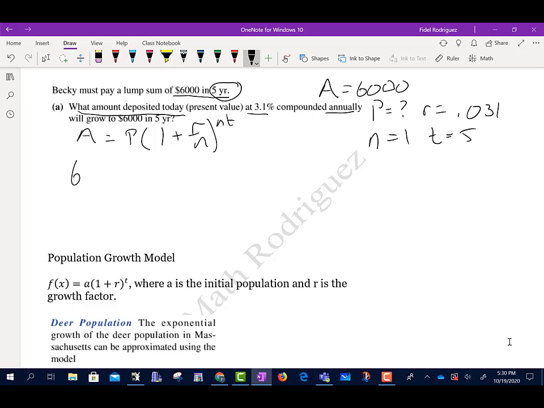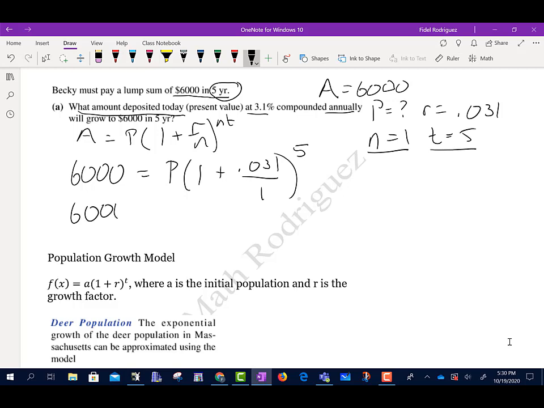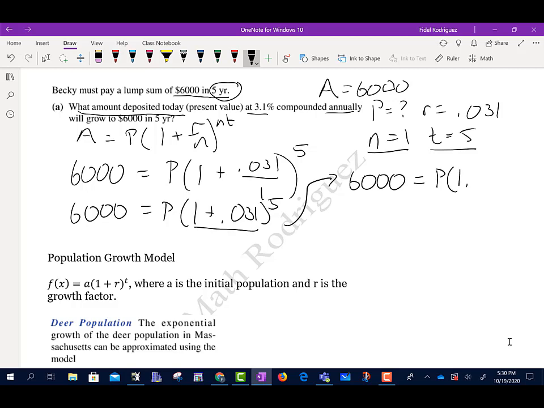We know the amount is 6,000. Okay, it's equal to P times 1 plus 0.031 over 1, to the power n times t. 1 times 5 is still 5. So this is going to be 6,000 equals P times 1 plus 0.031 to the power of 5. Okay, so we're almost there. 6,000 equals, I can add these together, P times 1.031 to the power of 5.